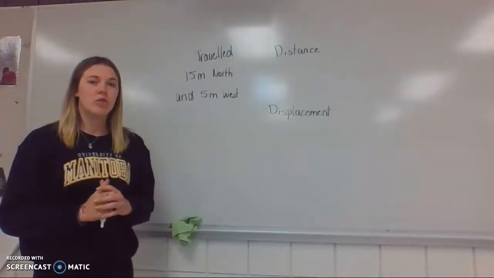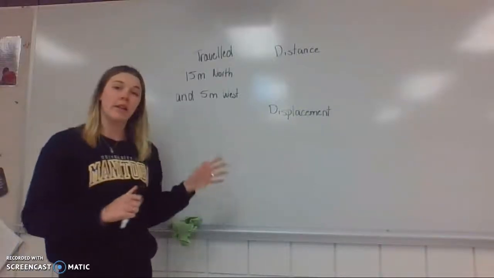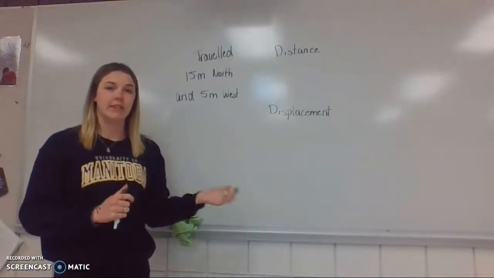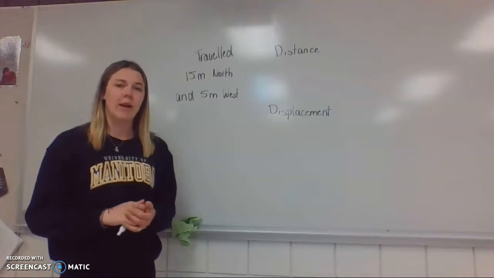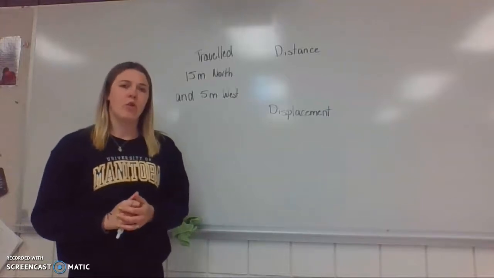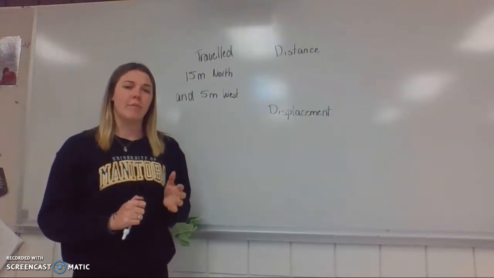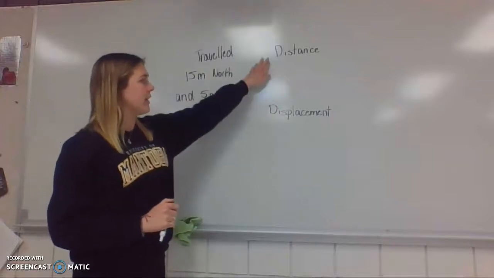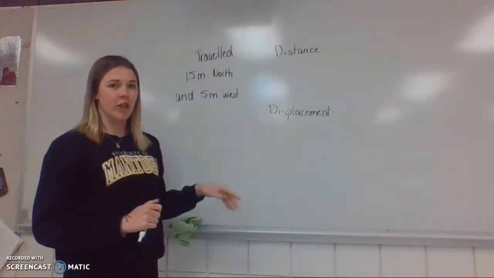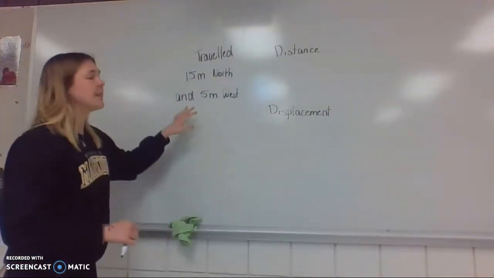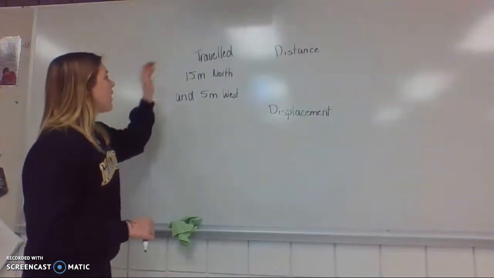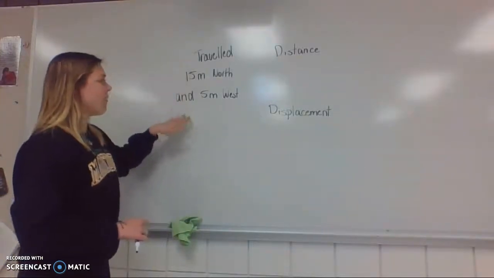Hey everyone, so we're just going to do another example of a triangular displacement calculation, distance and displacement. We've been having a little bit of trouble with these, so this is really important to be able to differentiate between how to calculate distance and displacement if you've changed direction. So we're just going to use this example here. It says you traveled 15 meters north and 5 meters west.